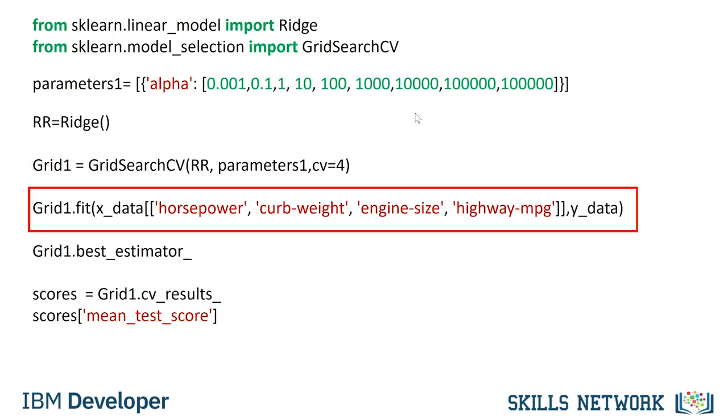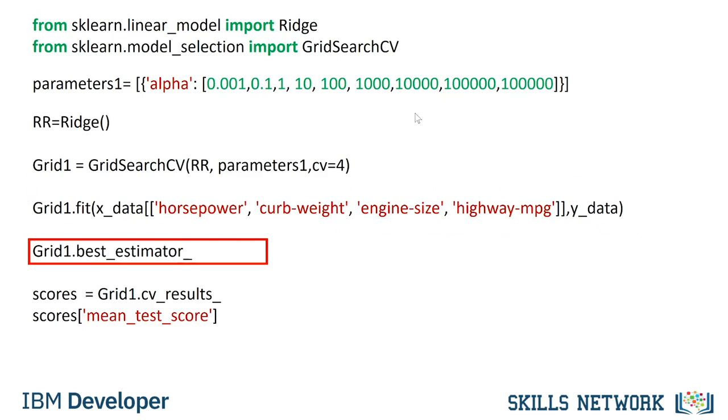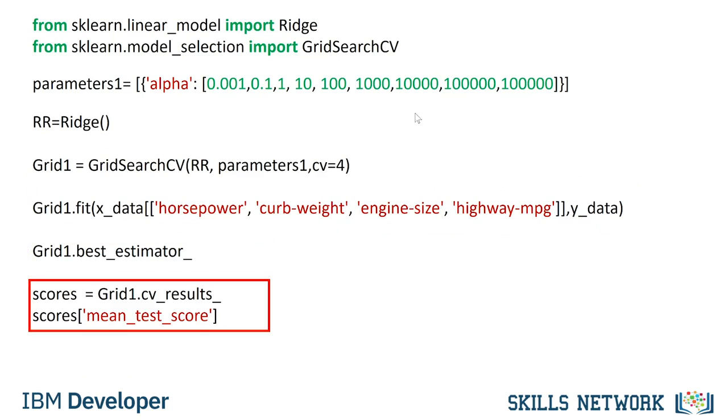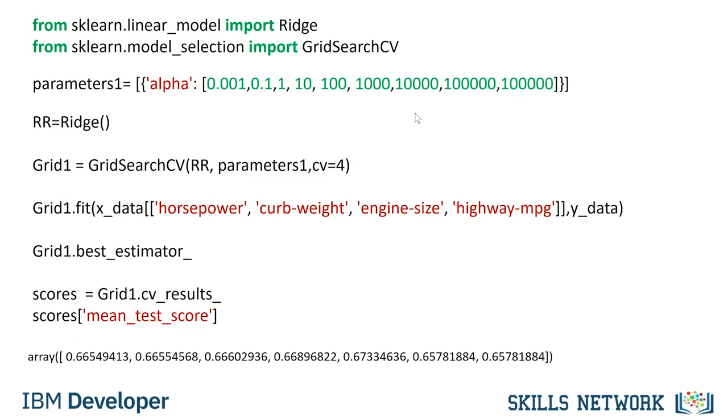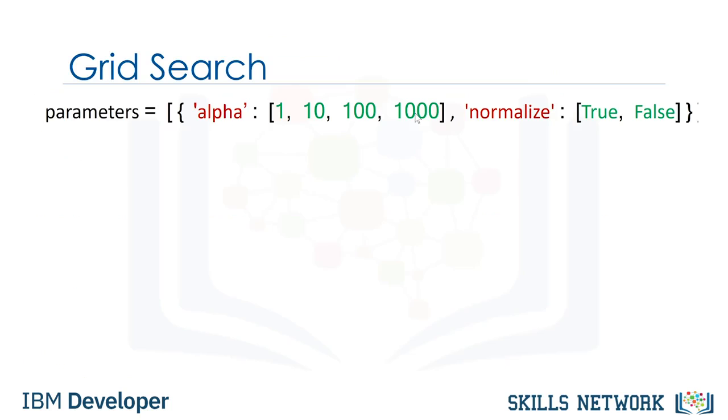We fit the object. We can find the best values for the free parameters using the attribute best estimator. We can also get information like the mean score on the validation data using the attribute CV result. One of the advantages of grid search is how quickly we can test multiple parameters. For example, ridge regression has the option to normalize the data. To see how to standardize, see Module 4.